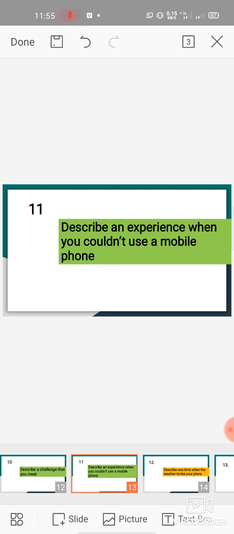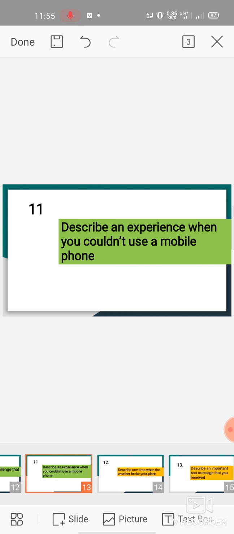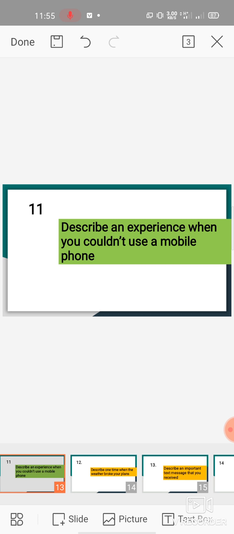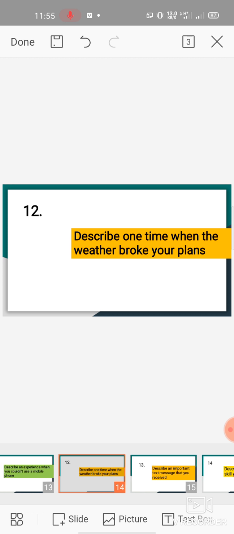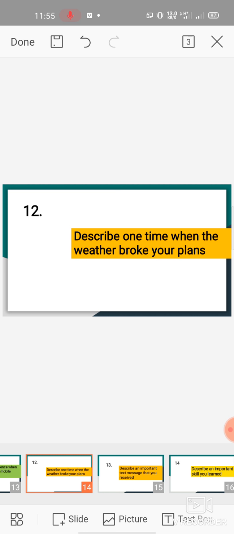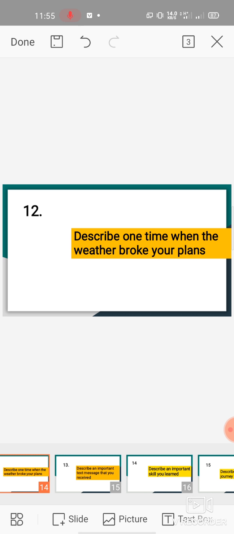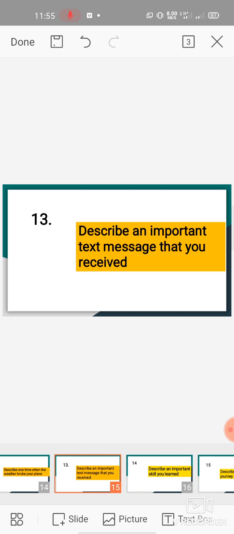So it can be anything. It can be a seminar where you're not allowed to take your mobile phone, and you can also make your own cue card. Describe one time when the weather broke your plans. So that will obviously be rain, when you have to break up your plans.